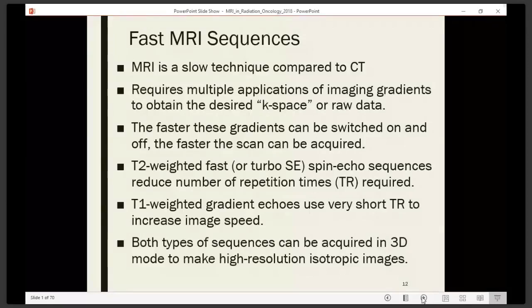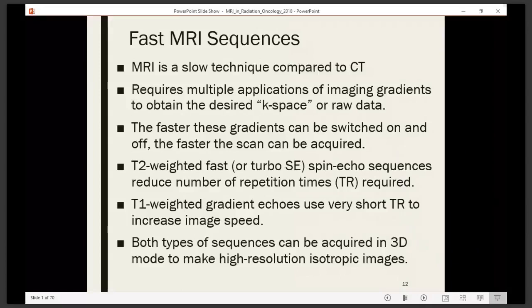For T1 weighted scans, the pulse sequence used is called a gradient echo, or sometimes a gradient refocused echo. Rather than reducing the number of TRs, they just make the TR very short. Remember, the short TR is more T1 weighted, and they reduce the flip angle in order to preserve the amount of magnetization that's available for the next pulse, to acquire the next signal. And this is enabled, again, by going to higher field strengths where you have plenty of signal to work with. And so both types of sequences are used for three-dimensional scans.